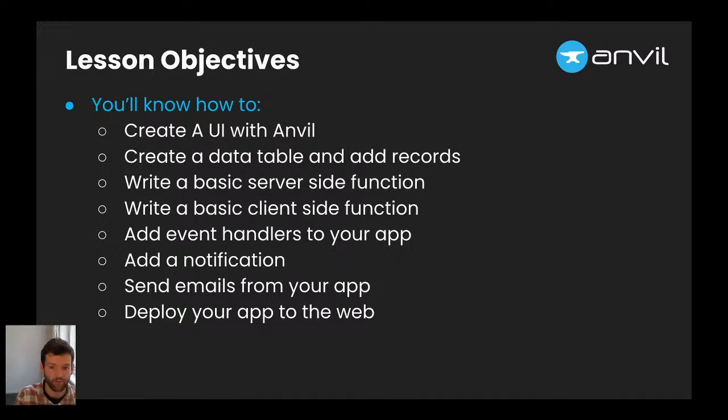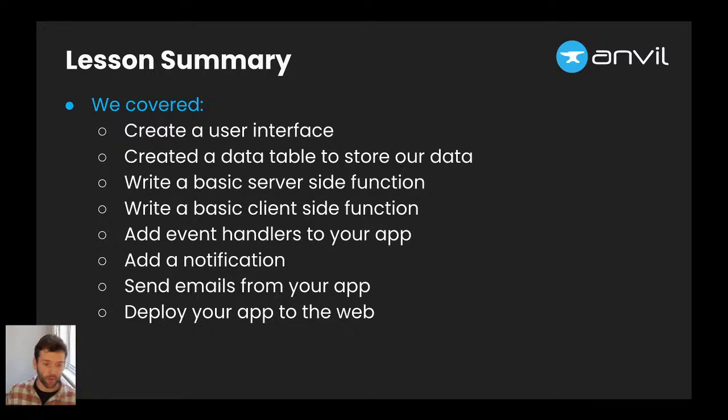So let's just have a quick recap of what we've done. We've covered the user interface, creating a user interface. We've created a data table to store our data. We've written a basic server-side function, which in the end added data to our data table and sent out an email for us using the email service. We wrote an event handler, so what happens when somebody clicks that submit button, where the code is called when that submit button is clicked. We added a notification and cleared the form so the user can see that their feedback's been submitted successfully. We've sent emails out from our app, and finally we've deployed the app live to the web.